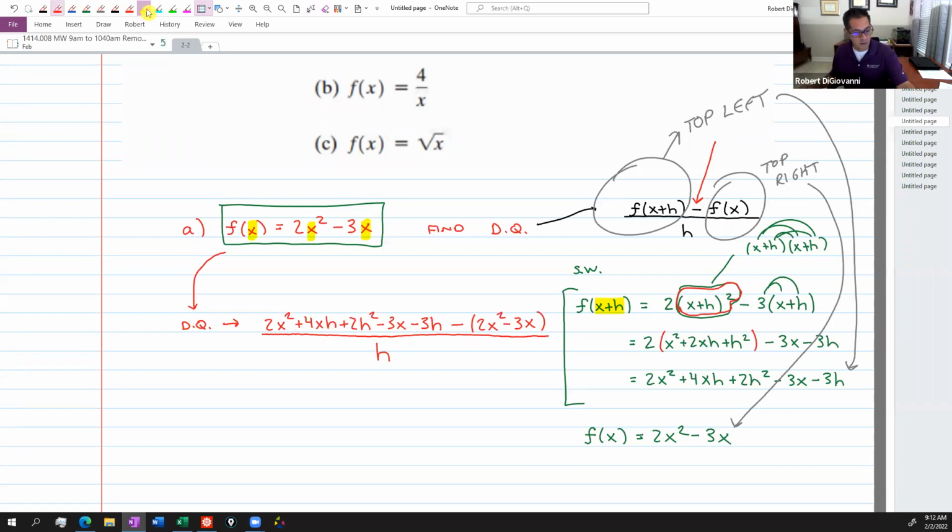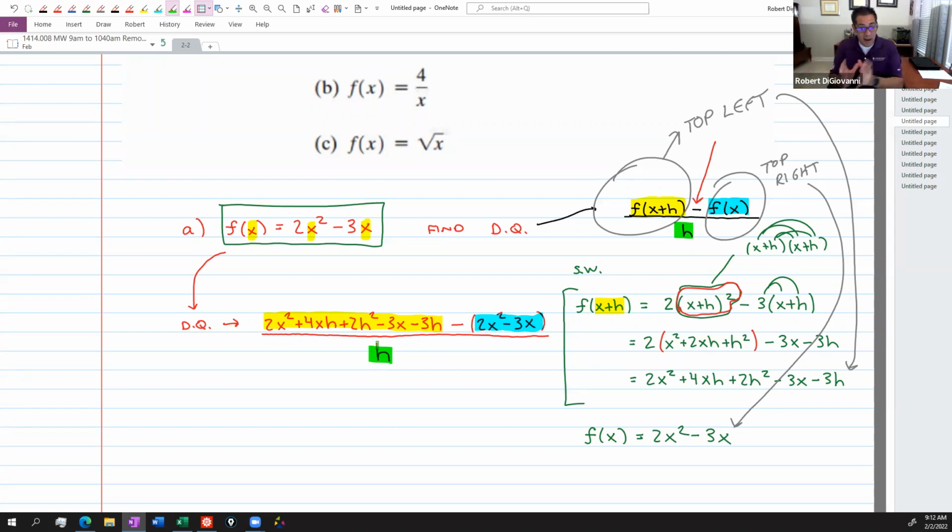Okay, so I'll just clarify this again. The top left of the difference quotient in yellow there is all of this. The top right of the difference quotient is this. And then of course the bottom is just h, and that will always be h. Every time you do difference quotient, the bottom will always be h. Is this clear?